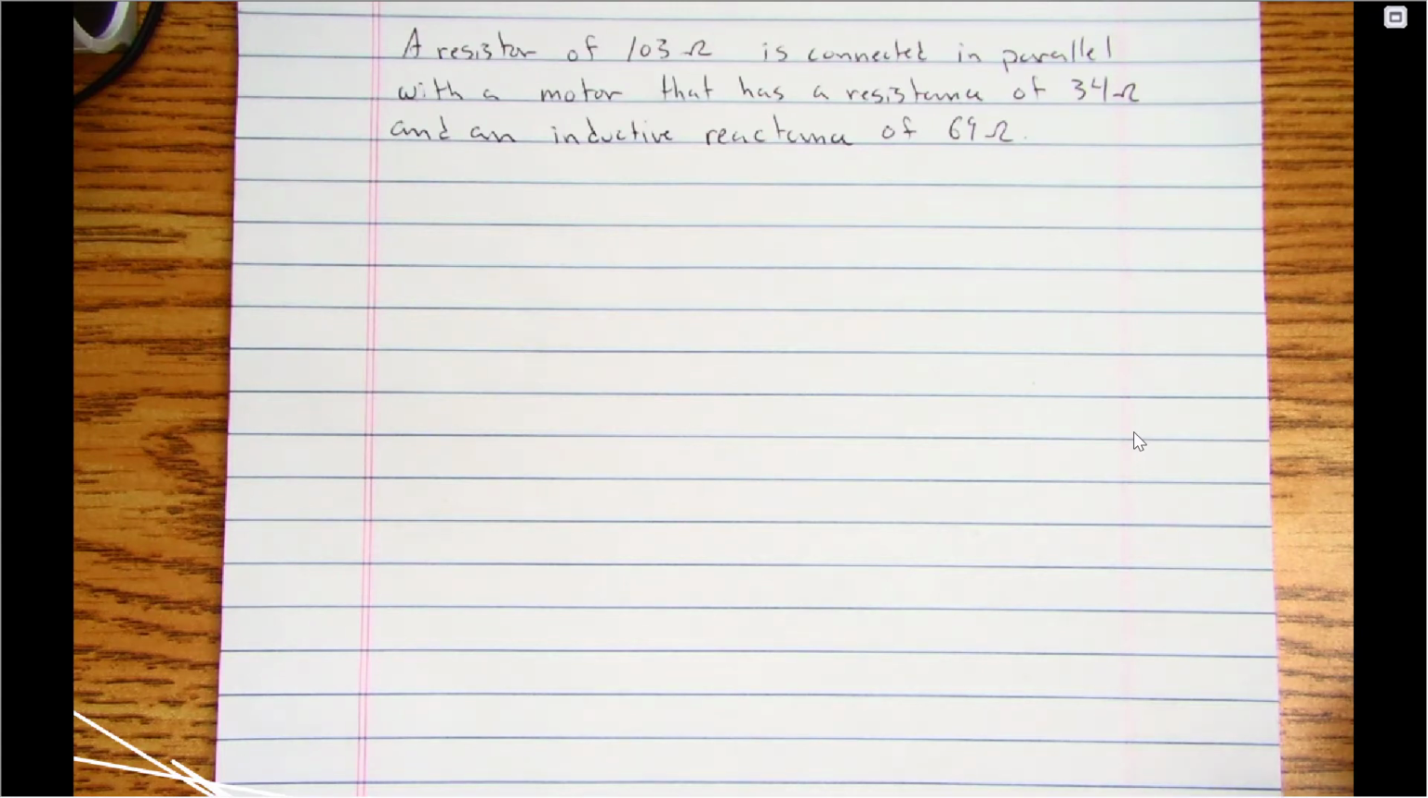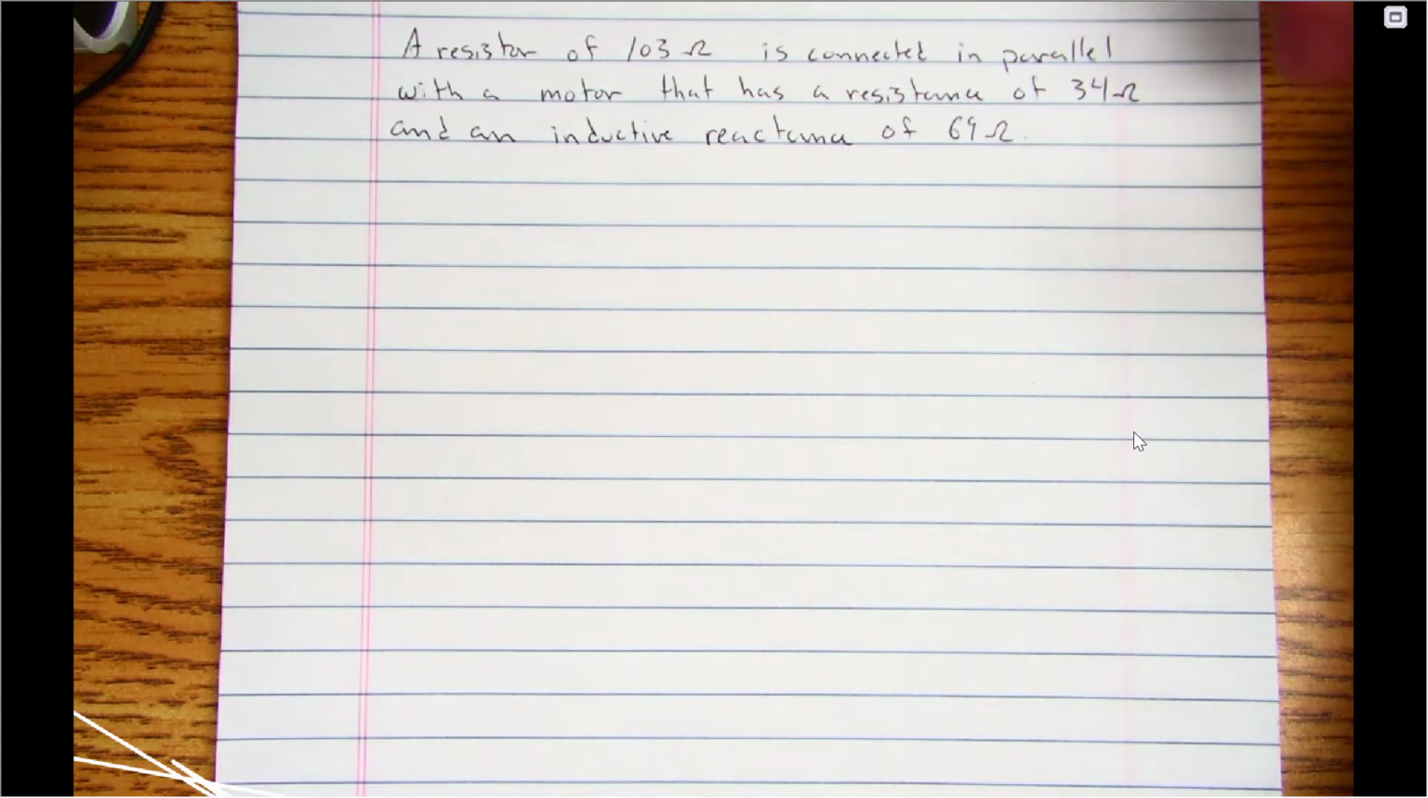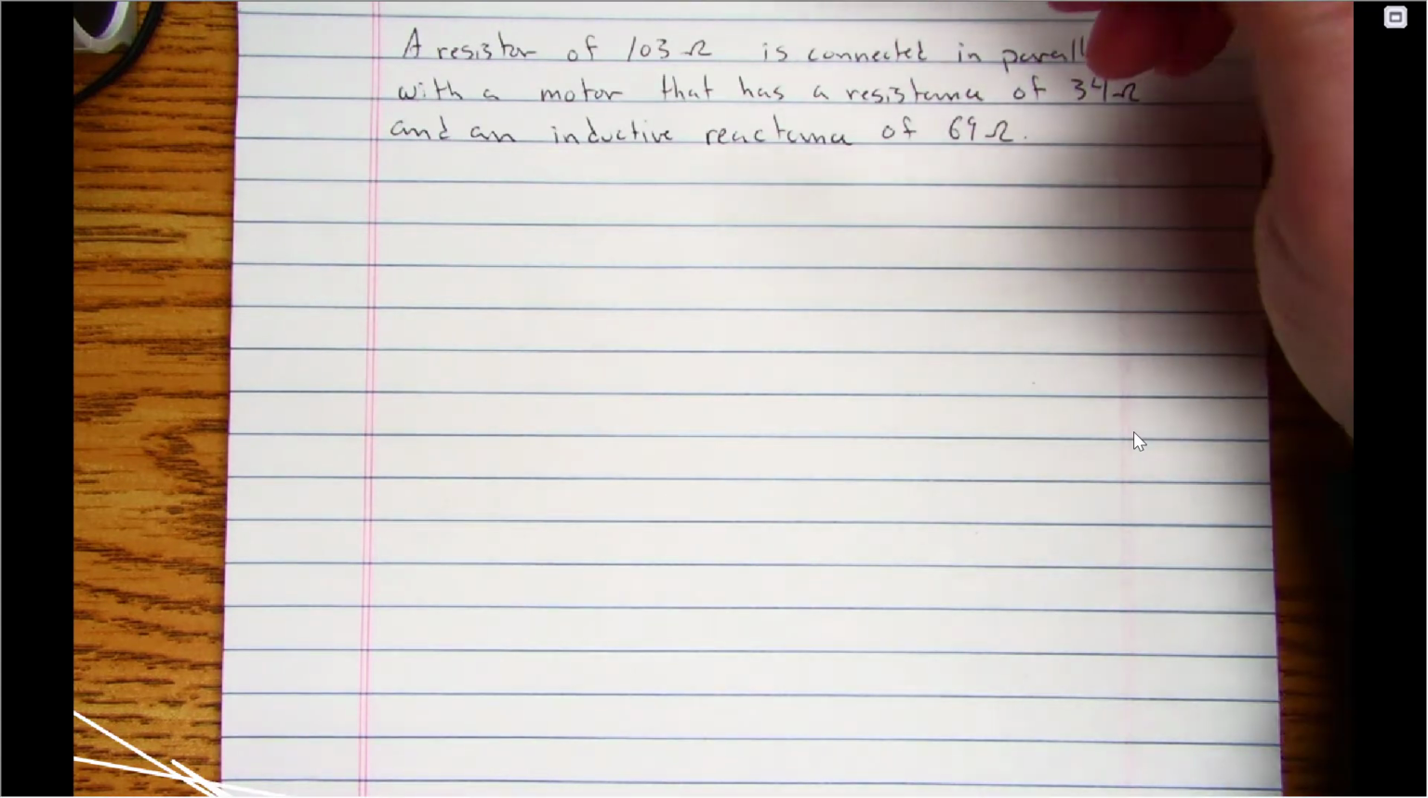Okay, so I'm going to do a parallel RLC. It's out of your parallel RLC module, but really it's just an RL circuit. We'll get into the C when we do power factor correction. That's when we add a capacitor in parallel to help cancel out the VARs from the inductor and bring us close to a power factor of 1 or 0 degrees. But for this one, we just have a resistor and a motor, so an inductor.